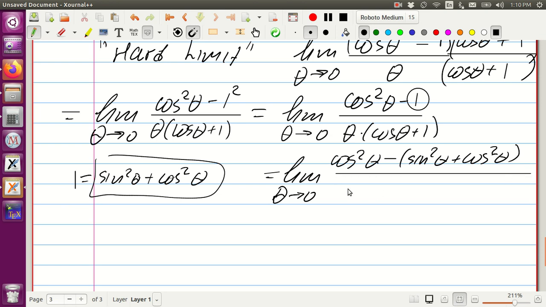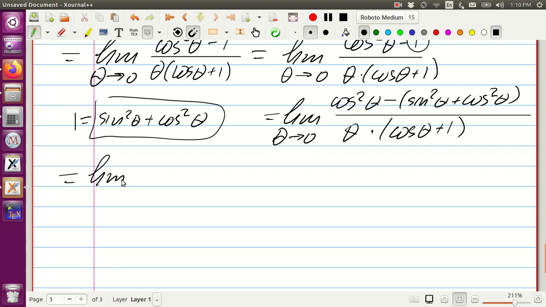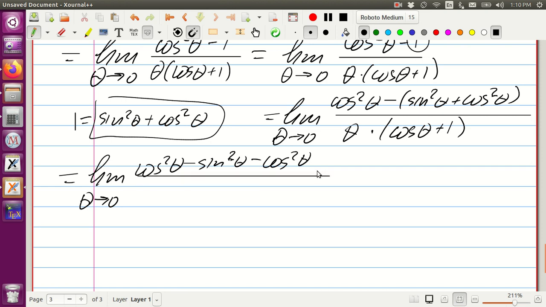And on the bottom, we have theta times cosine of theta plus 1. So we open up the parentheses, we get the limit as theta goes to 0 of cosine squared of theta minus sine squared of theta minus cosine squared of theta. We distribute the minus, so it's going to be a negative quantity, divided by theta times cosine of theta plus 1. So this cosine squared and this cosine squared add up to 0. And this negative 1 is a constant, so we can move it up front. So minus goes up front.